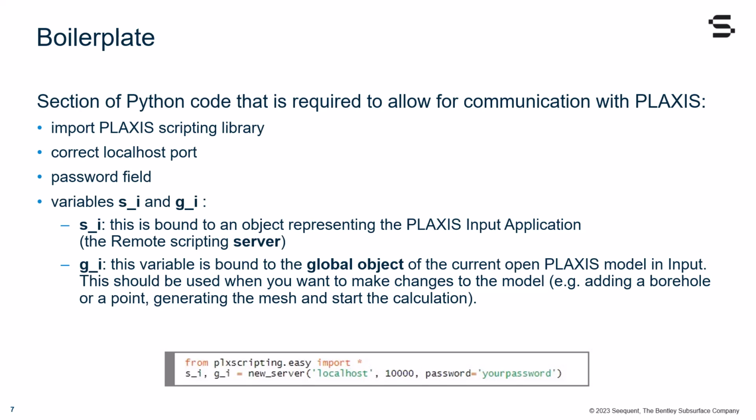This should be used when you want to make changes to the model, for instance adding a borehole or a point, generating the mesh, or starting the calculation. The boilerplate to be used is shown at the bottom of this slide and needs to be included in every Python script.